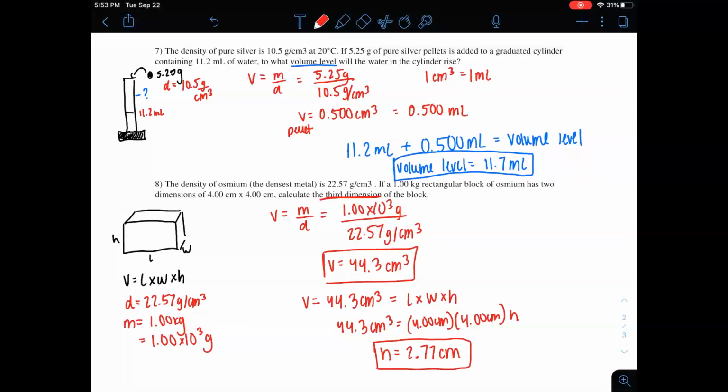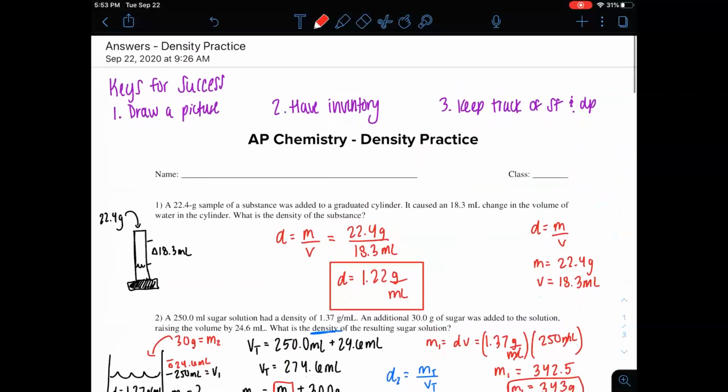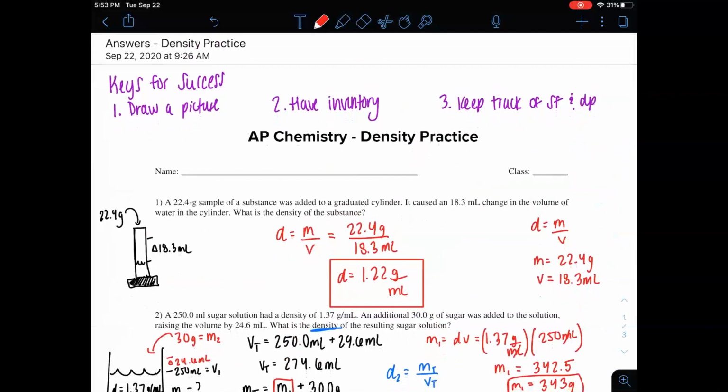Again, hopefully this was really helpful for you. These problems are very similar once you understand the process. But again, my keys for success are: draw a picture, have an inventory, and keep track of your sig figs and your decimal places.